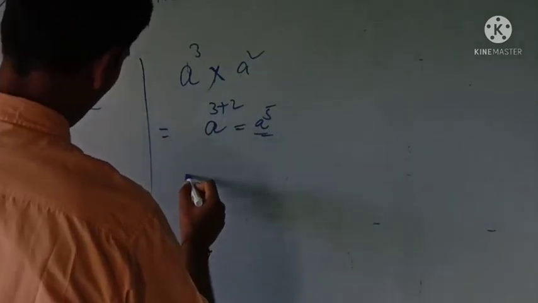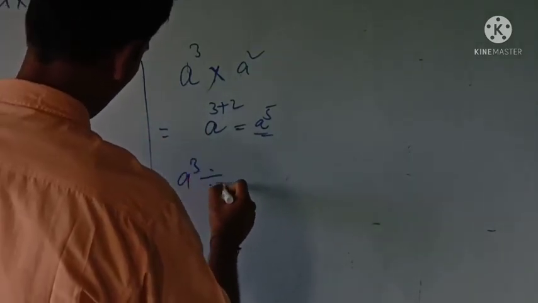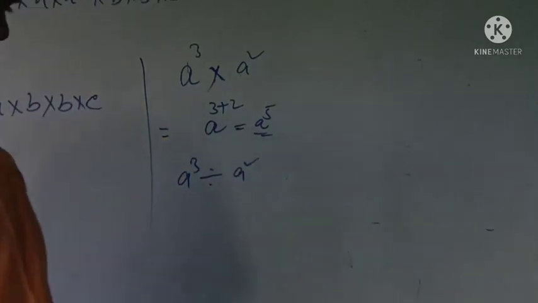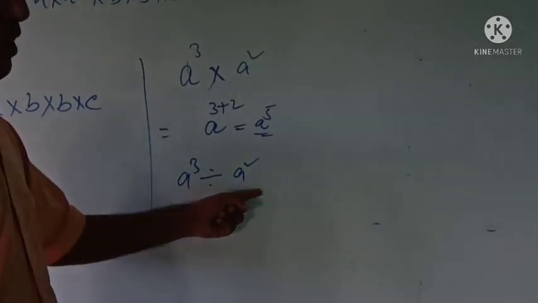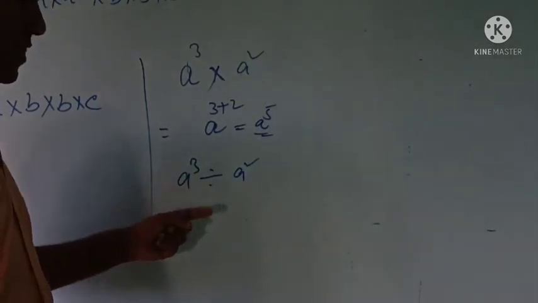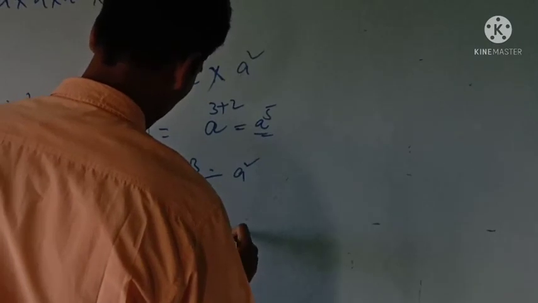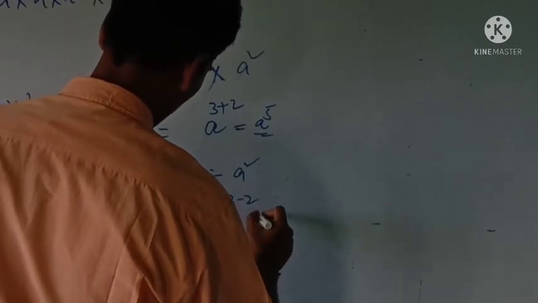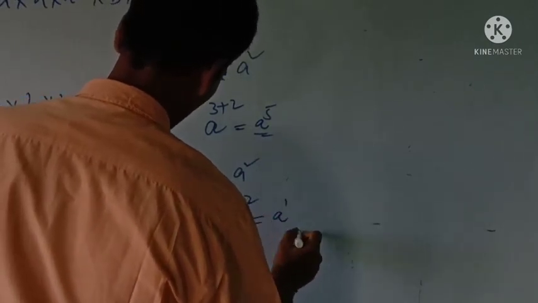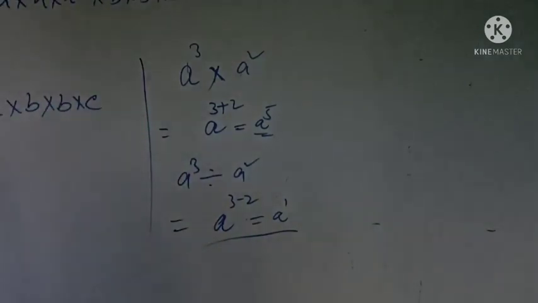Suppose we get a cube divided by a square. When the bases are the same and in between there is a divide sign, then what we'll do is a raised to the power 3 minus 2, equal to a raised to the power 1. Okay, are you getting me?